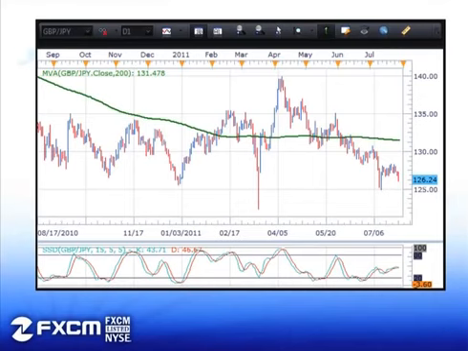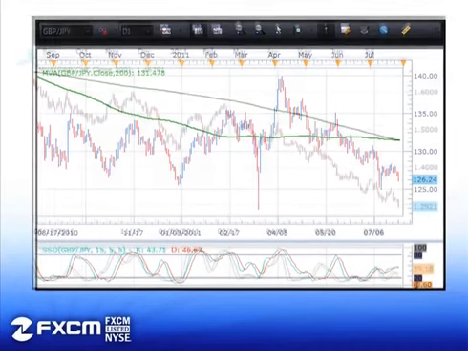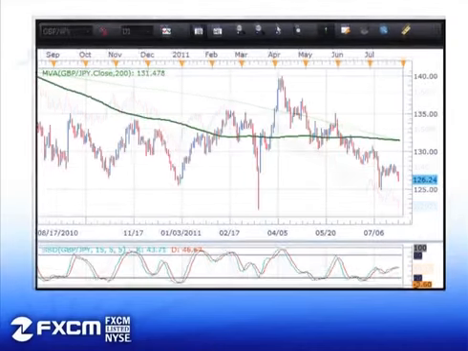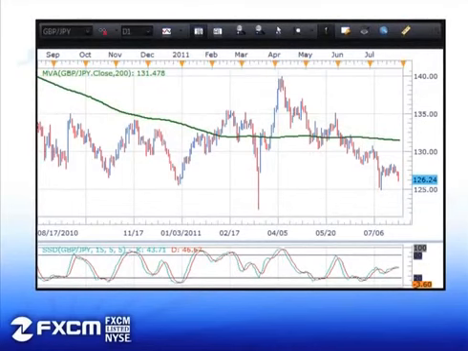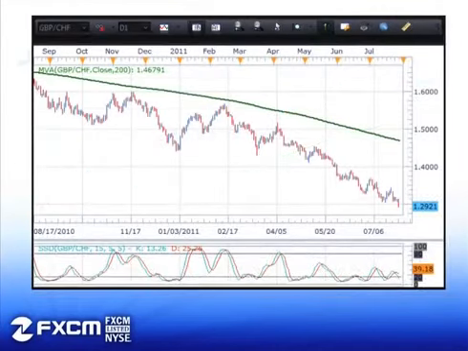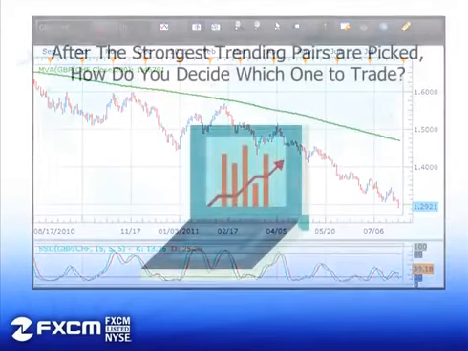I was seeing if there was one with the dollar Swiss there. There's the pound Swissy. Okay, and on this pound Swiss daily chart, that trend is better than that one. And in my opinion, the pound Swiss to the downside is better than that trend too. See the difference? See the smoothness of it? It's smoother. Now, after the strongest trending pairs are picked, how do we decide which one to trade?